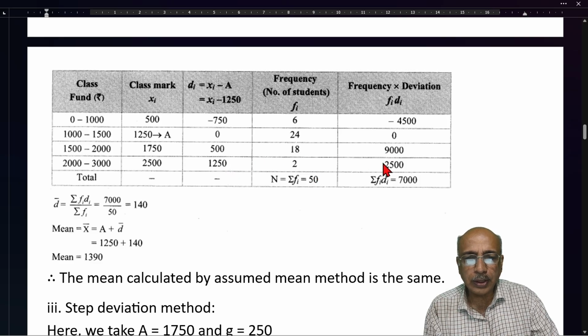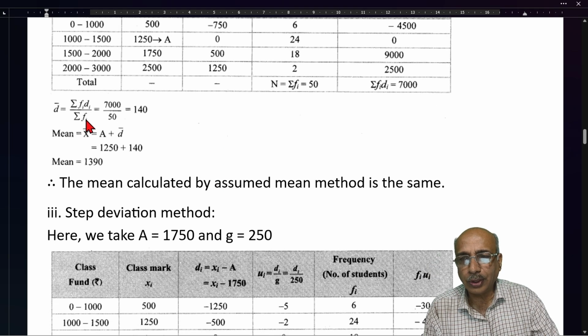1250 into 2 is 2500. Sum of fi equals 50. Sum of fi di equals 7000. d bar equals, putting in the formula and substituting the values, we get 140.